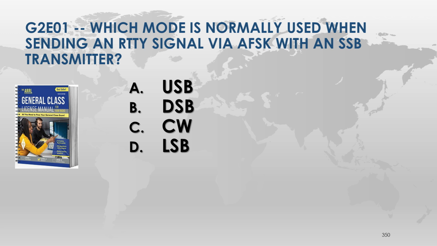All right, which mode is normally used when sending a RTTY signal via FSK with an SSB transmitter? Delta. Delta, lower sideband. I want to be different. Alpha. Well, you know I dealt with that guy. There's always one of them, right?